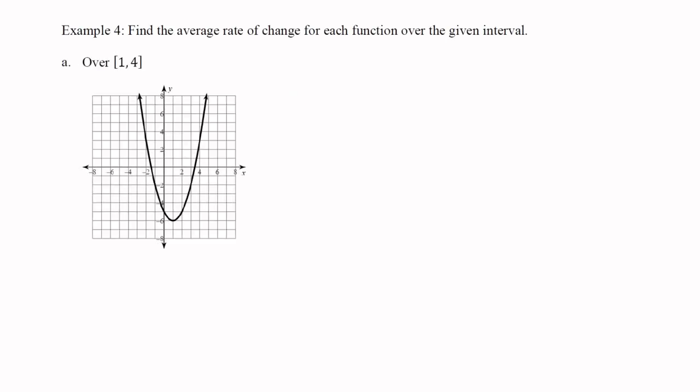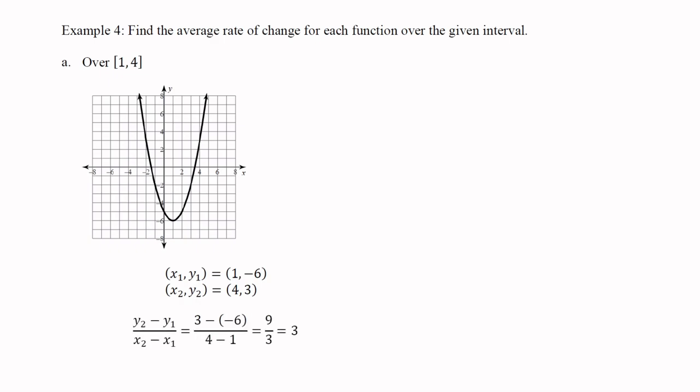So let's find the average rate of change for each of these functions. From 1 to 4, we are first going to follow x equals 1 down to the graph, and that point is (1, -6). Then we're going to go to 4, follow that up to the y value of 3. Put it in our average rate of change formula, and we get that the average rate of change is 3.